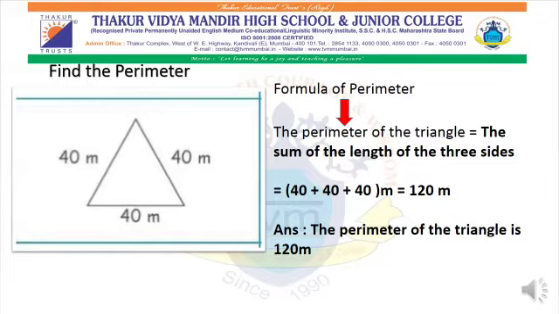Now as it is given 40 meter, 40 meter and 40 meter, right? So 40 plus 40 plus 40 is equal to 120 meter. After adding it, we'll get the answer 120 meter. The unit for the perimeter is only meter, or it may be centimeter, kilometer. It depends on the length of the sides given.